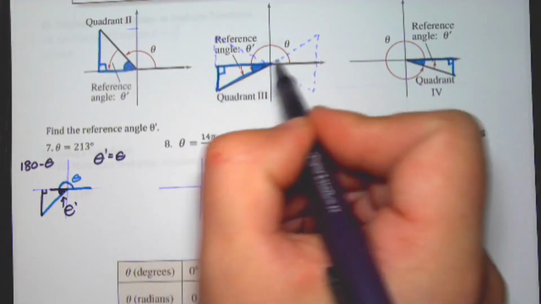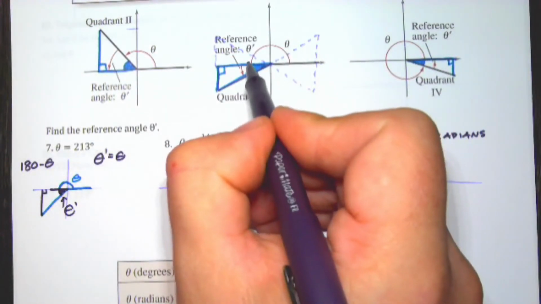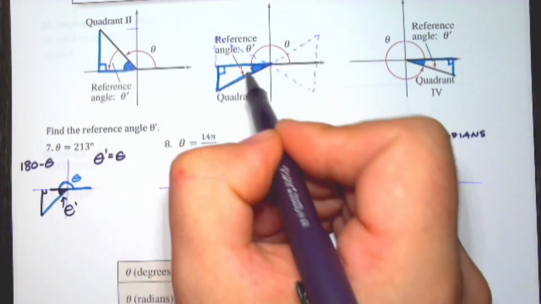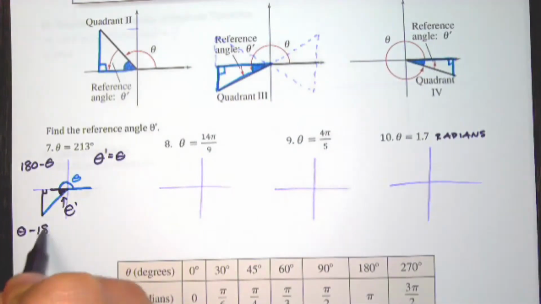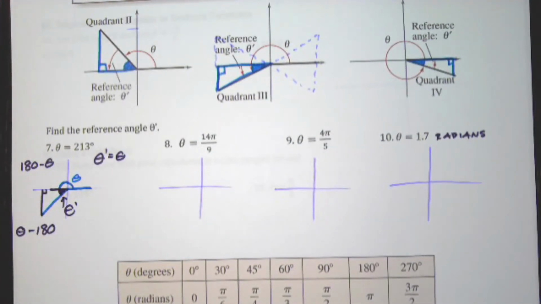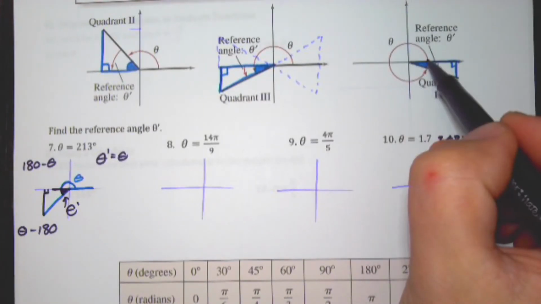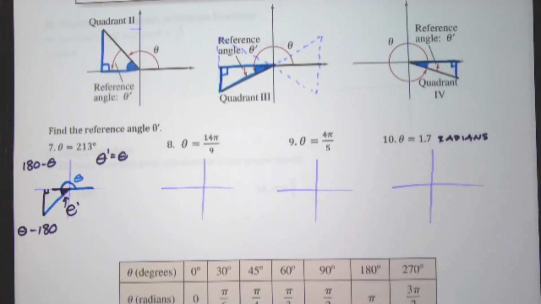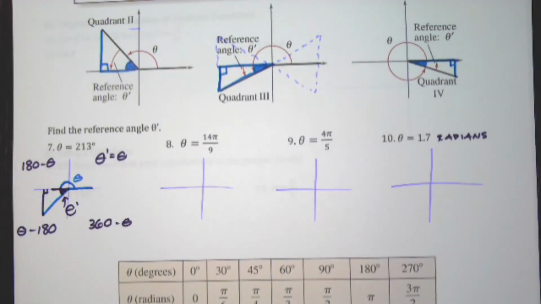Similarly, for quadrant 3, that's going the full half and then whatever extra it is. So it's whatever our actual angle is minus 180, or minus pi if we're in radians. And lastly, if we're in quadrant 4, it's just taking one full rotation and subtracting theta to get that leftover, which is 360 minus theta. That can be in degrees, or we can translate it over to radians, but that'll help us every single time with finding a reference angle.